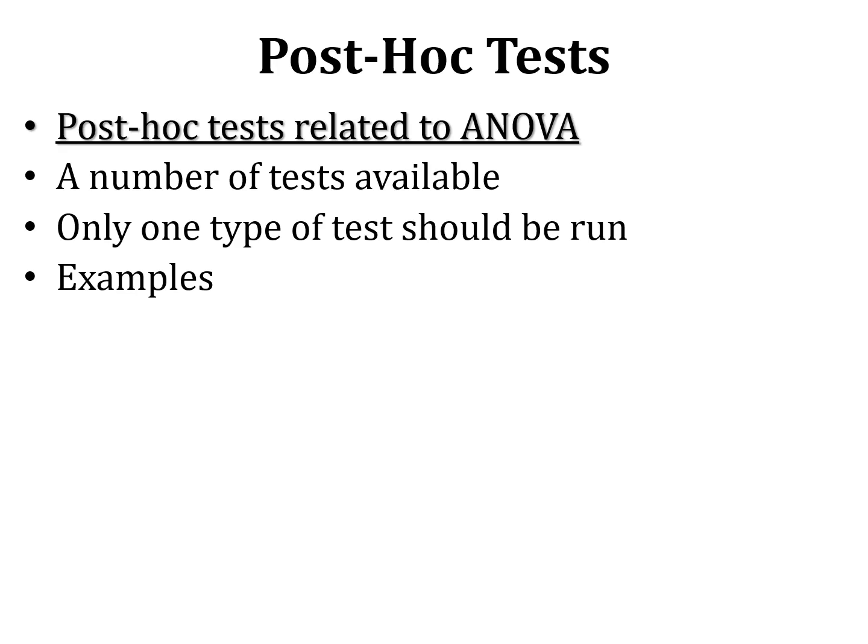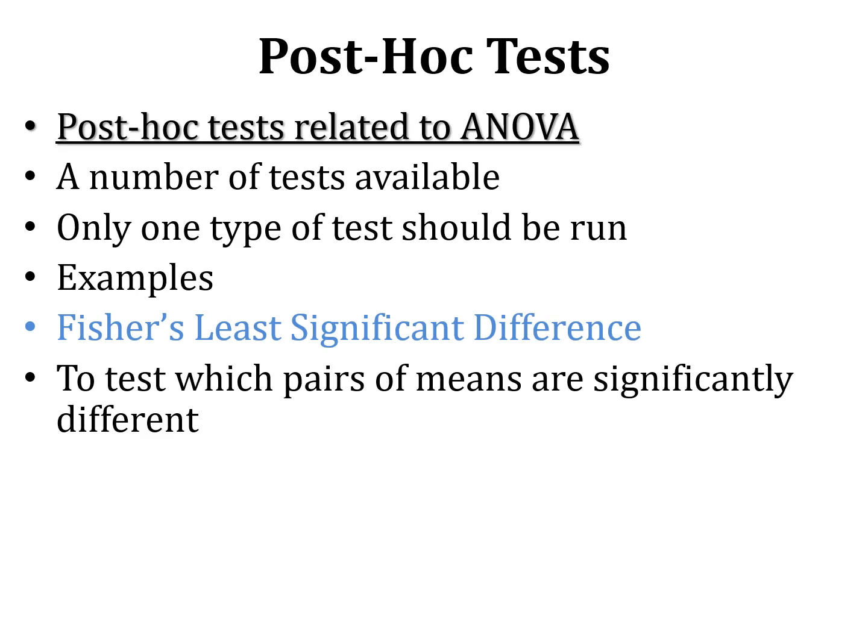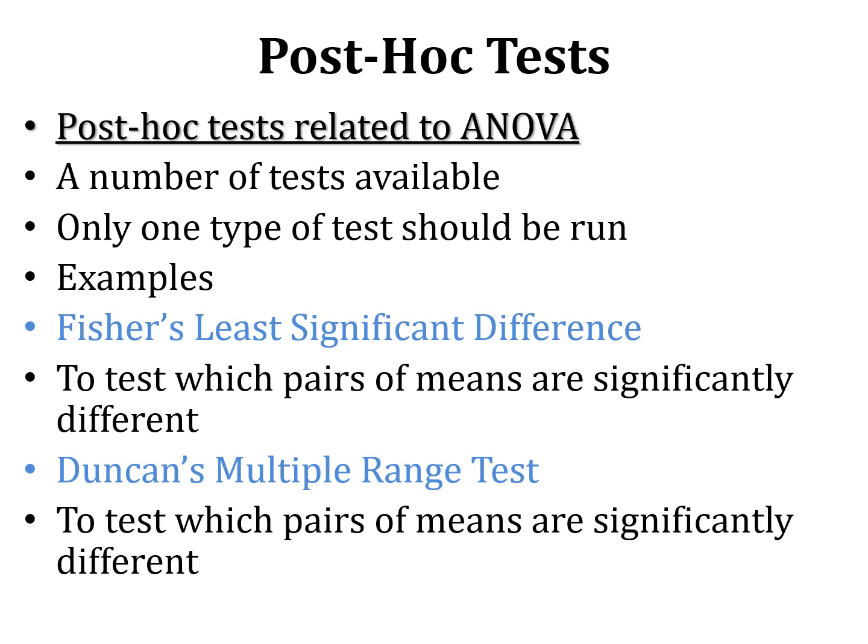Examples of the post-hoc test which are related to ANOVA are Fisher's least significant difference test, and this is used to test which pairs of means are significantly different. So this is a pairwise comparison. And then we have Duncan's multiple range test, and this is also used to test which pairs of means are significantly different. Fisher's least significant difference test and Duncan's multiple range test have almost similar calculations, and the difference is that Fisher's least significant difference test uses the t-value and Duncan's multiple range test uses the q-values, right? Otherwise, their main purpose is that they test which pairs of means are significantly different.